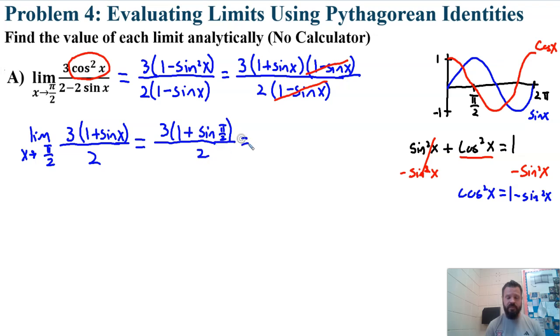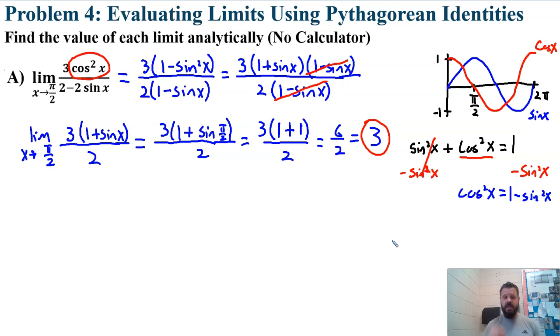divided by 2. So sine of pi over 2 is just a 1, so 1 plus 1 is 2, and 2 times 3 is 6 over 2, which reduces down to a 3 finally at the end. All right, so that limit is equal to 3.